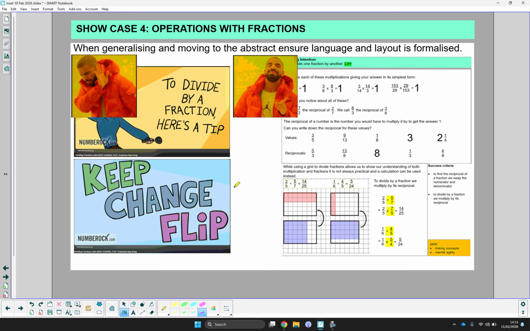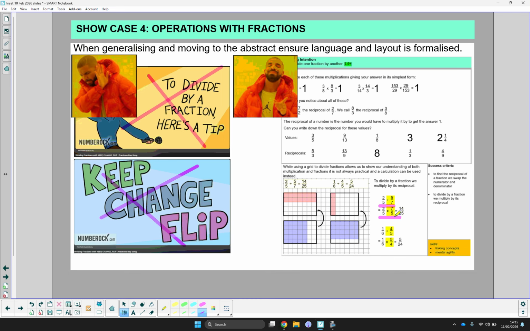When you do move onto the abstract, you want to avoid nonsense like this. You want to make sure you're keeping the language and layout formalized. So I would be talking to my pupils about the reciprocal and the idea that it's the thing that we multiply something by to get a product of one. And really hammer home the layout. We say we're dividing by 5/7, so we're multiplying by 7/5. And I would be encouraging them to use the proper language.